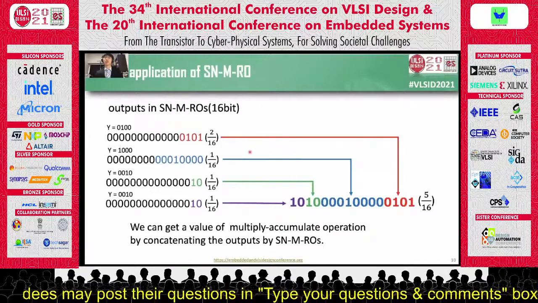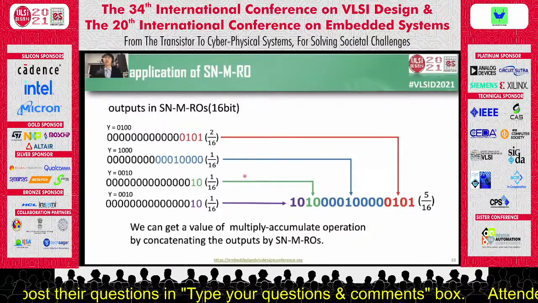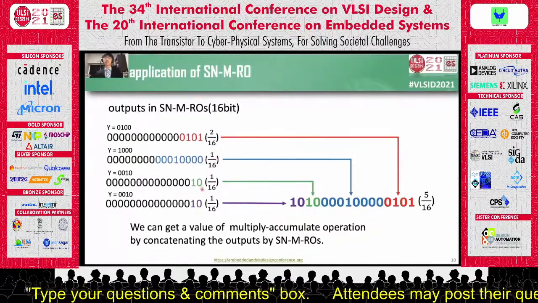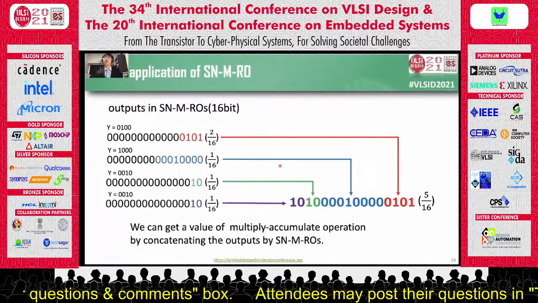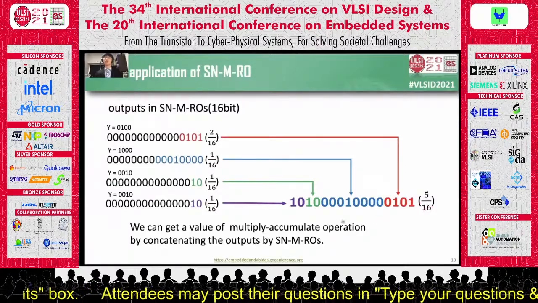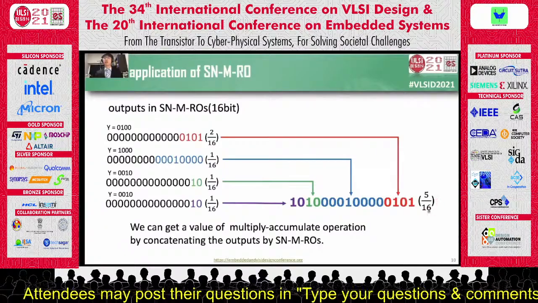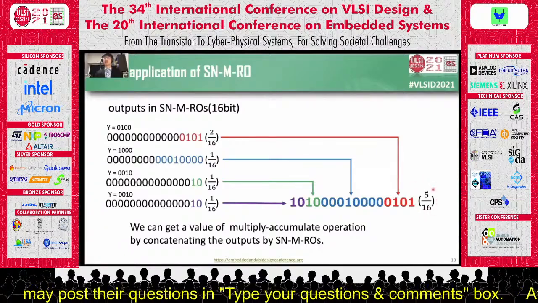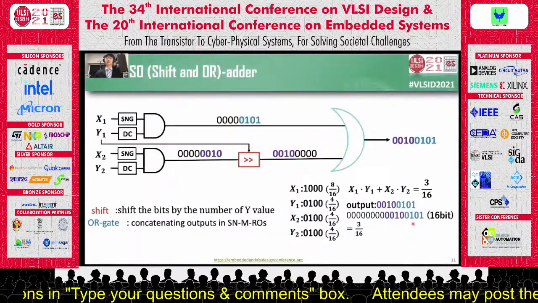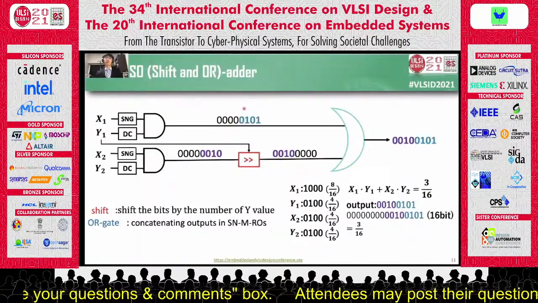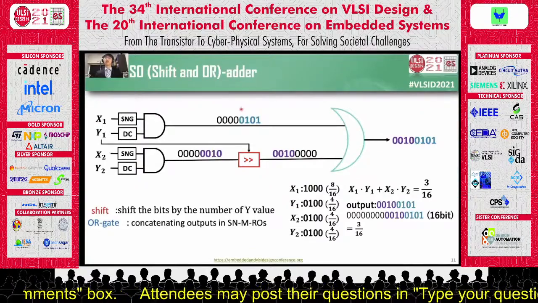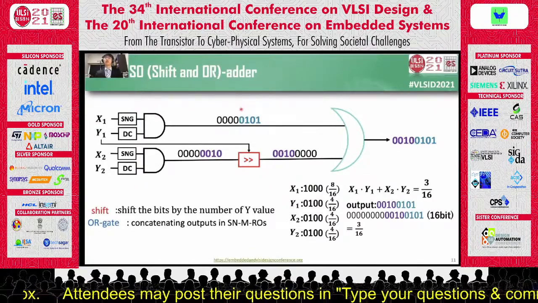As an example, if there are SNs of 2/16, 1/16, and 1/16, and if you collect them by the required y value like this, it will be 5/16, and we can confirm that addition is realized. We propose three methods to concatenate the SNMRO outputs.